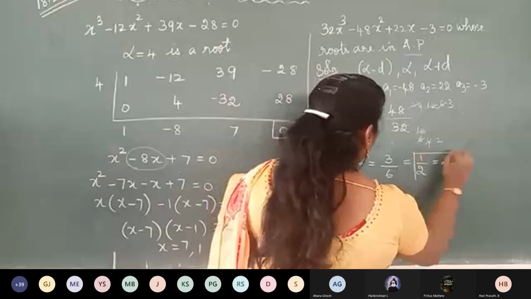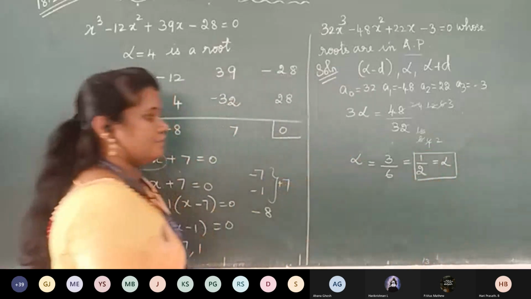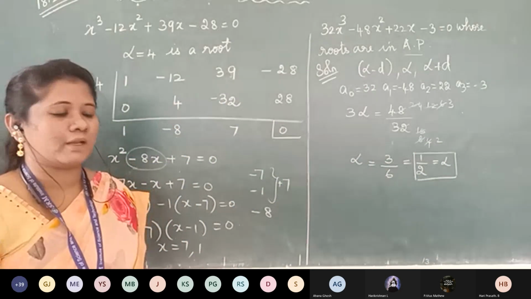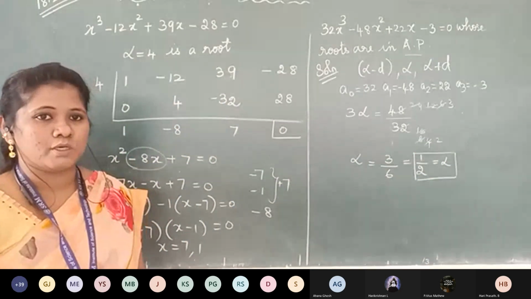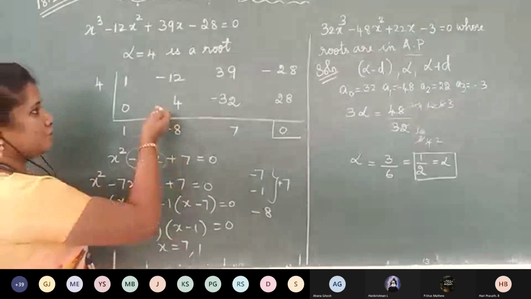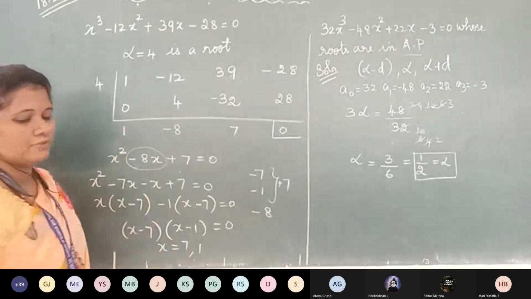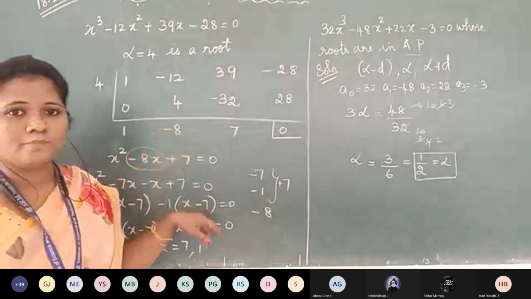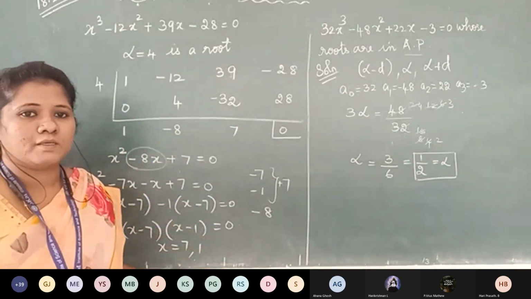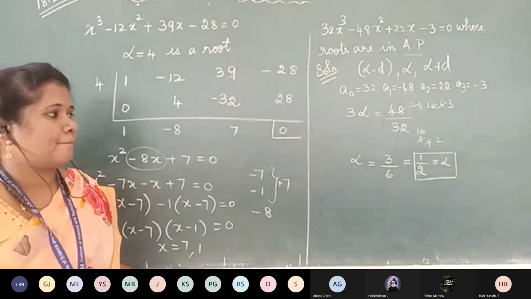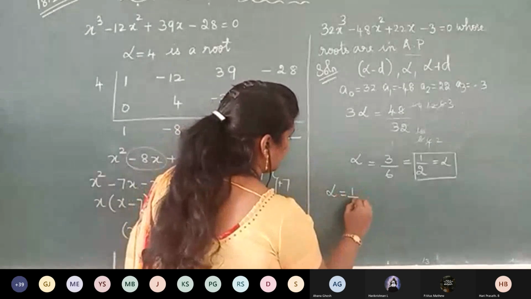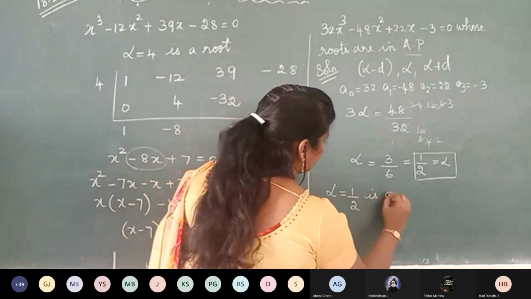Now we have found out that alpha is equal to 1 by 2. Alpha is equal to 1 by 2 is one of the roots. So you can directly find out your next roots. So next roots we will do by this method itself. Do it. Have you finished this problem? Yes. So write alpha is equal to 1 by 2 is the root.